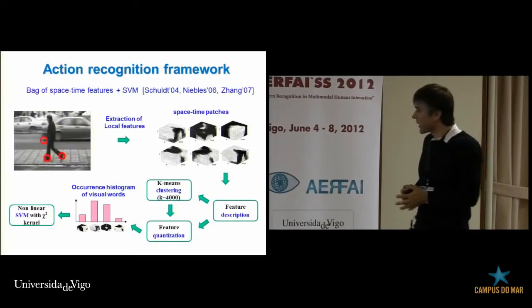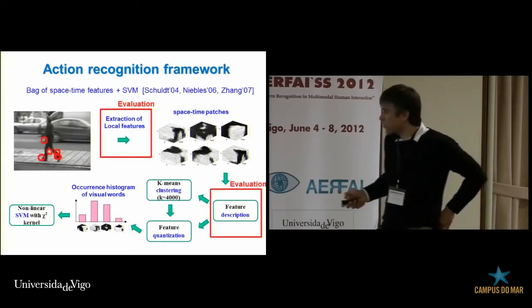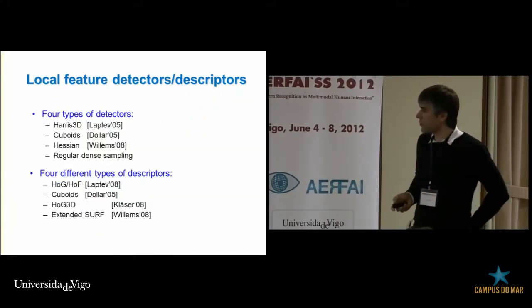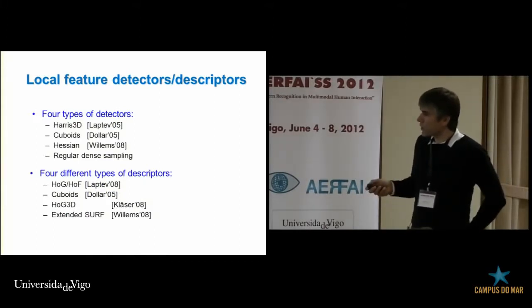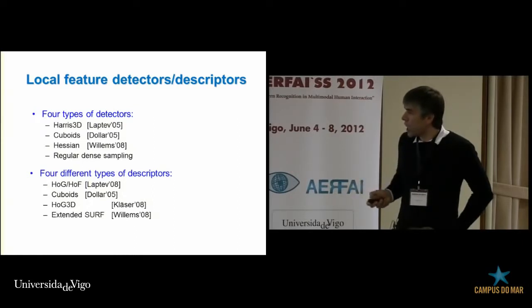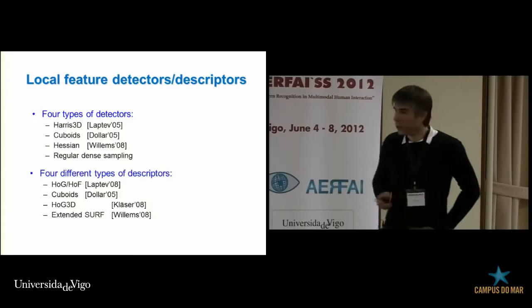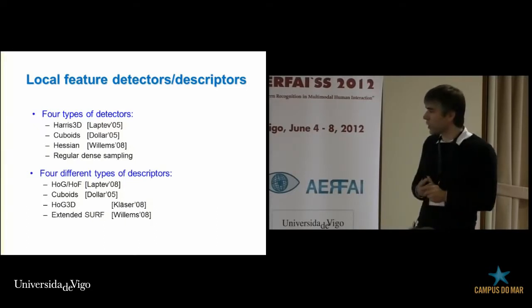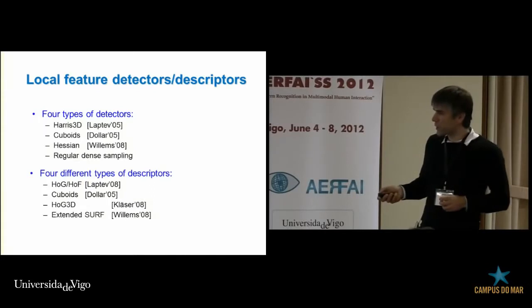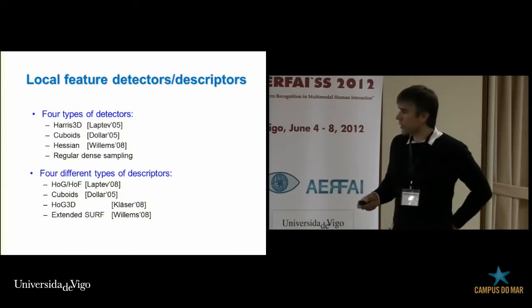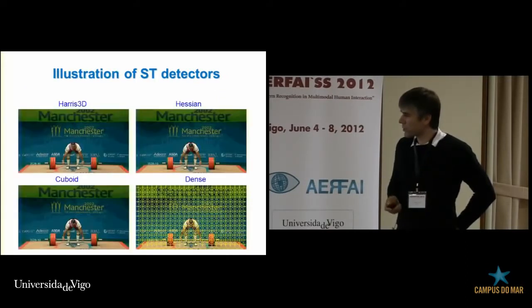The baseline was again the same, bag of words, and we experimented with different types of features and different types of data sets. The four types of detectors were the Harris 3D, which I described, and two more interest point detectors in space-time from these two papers, and also dense sampling, basically taking all the patches from the video. The four descriptors are the HOG-HOF descriptors, which I described, the cuboid descriptor, which is PCA on spatio-temporal gradients, a histogram of spatio-temporal gradients, and another descriptor which came from an extension of a fast spatial descriptor.